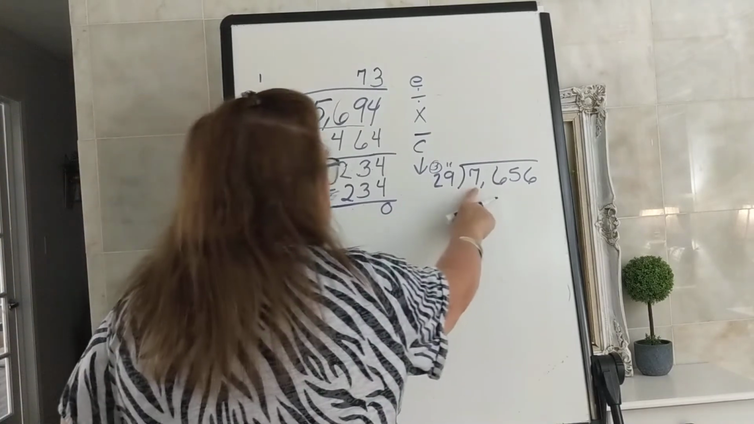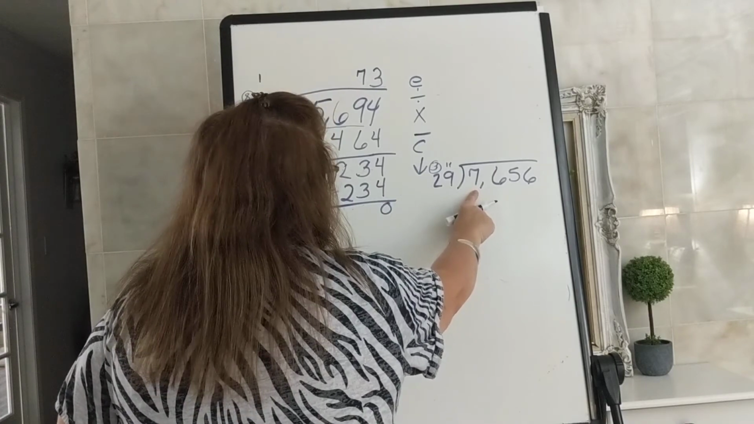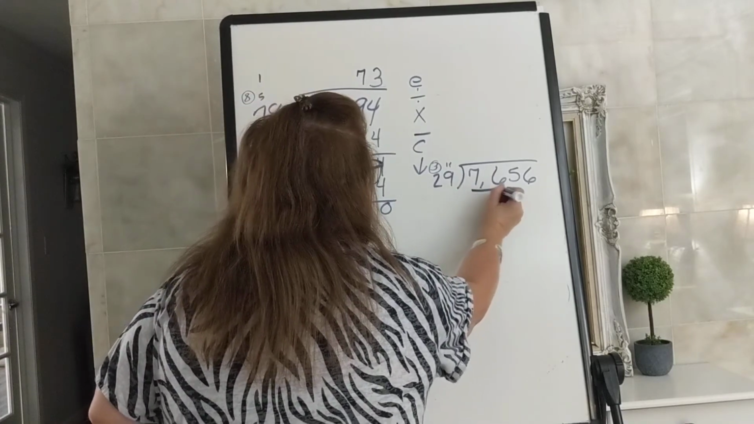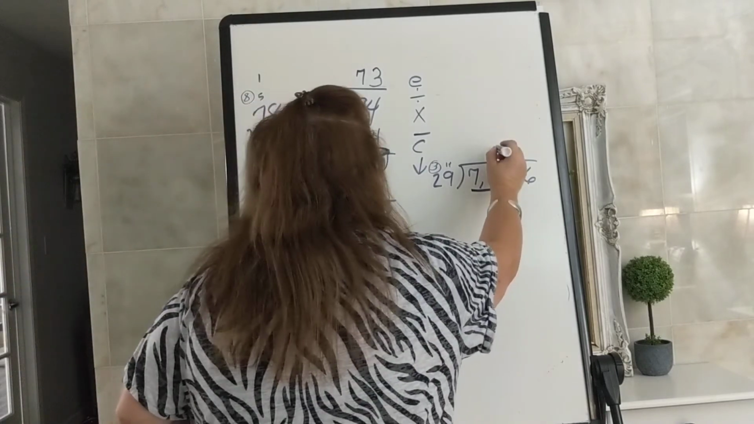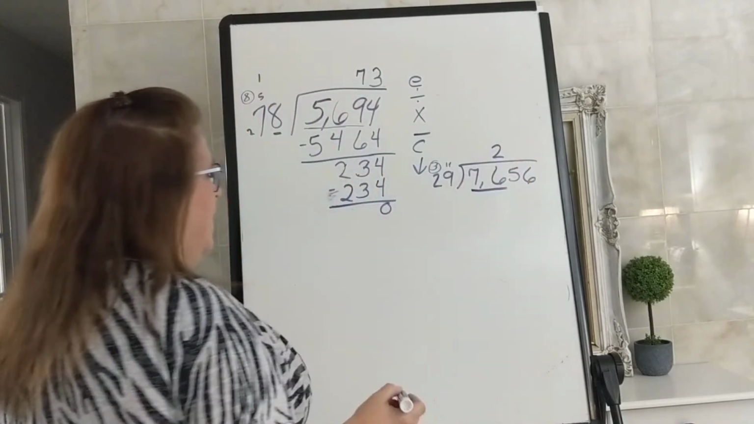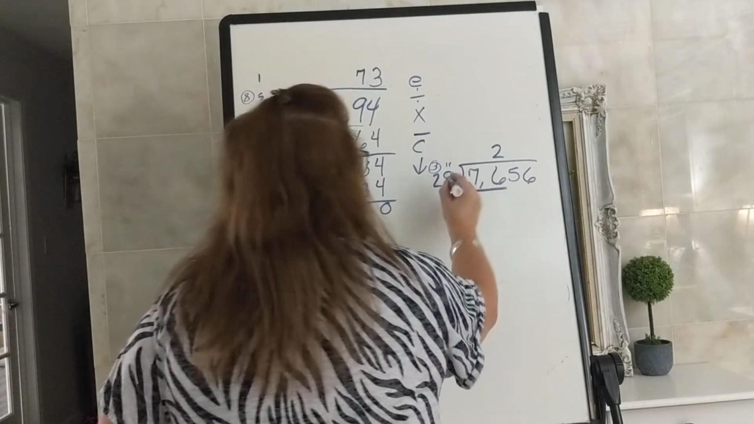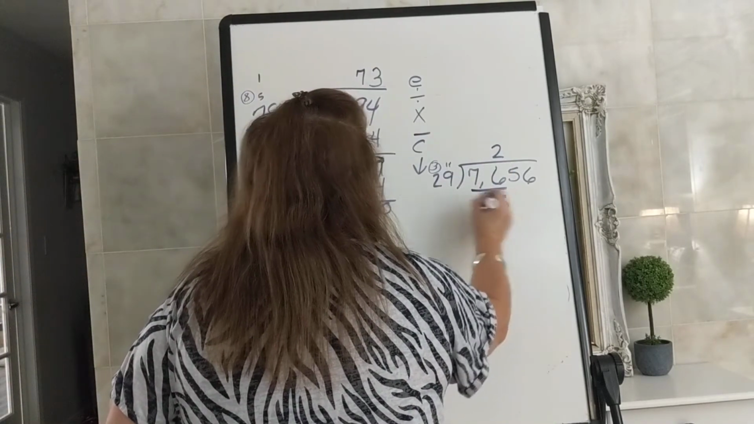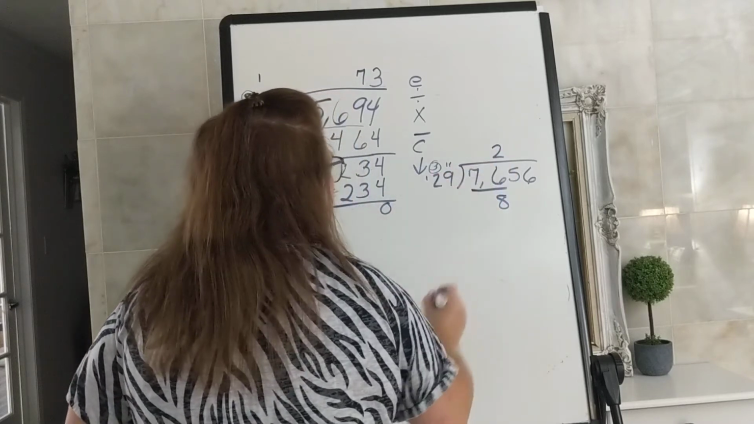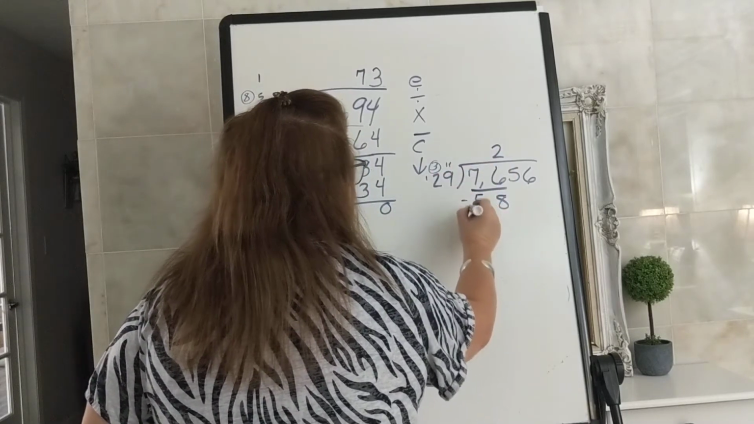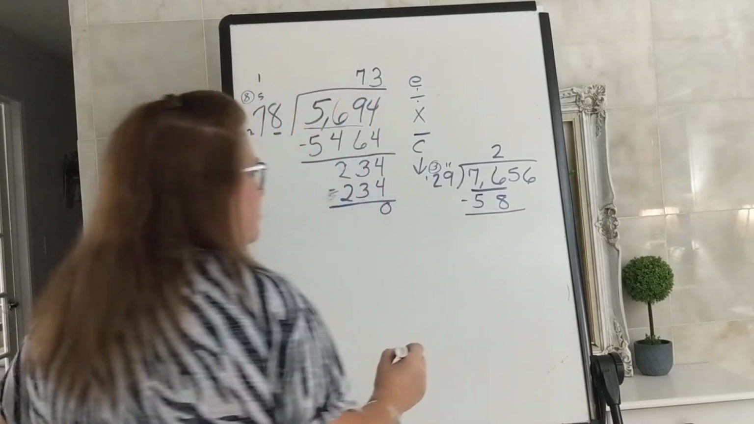Can 29 go into 7? No. But can 29 go into 76? Yes. So our 2 will go above the 6. Okay, now we're ready to multiply. 2 times 9 is 18. Put 8 down, carry the 1. 2 times 2 is 4, plus our 1 we carried is 5. So now we are ready to subtract.